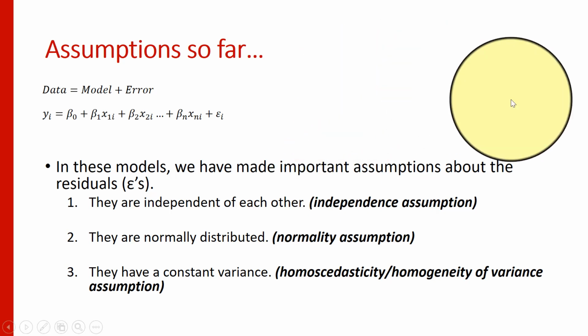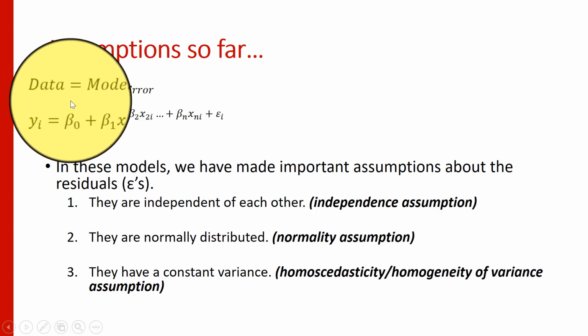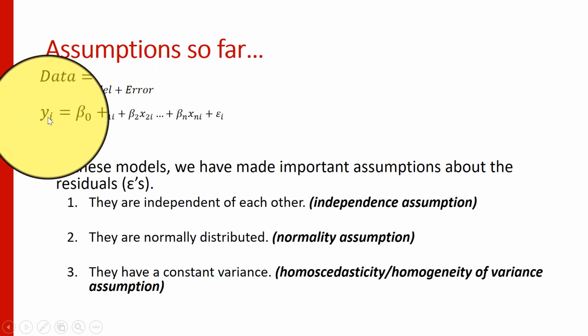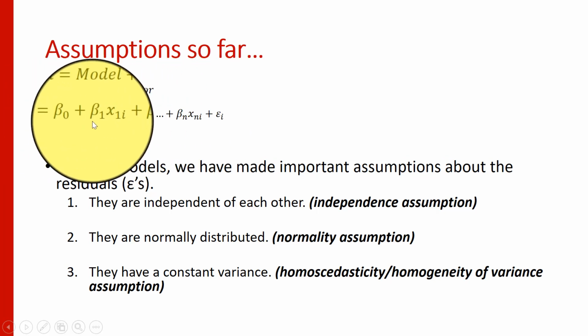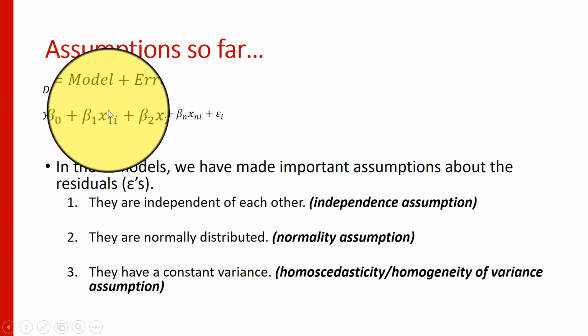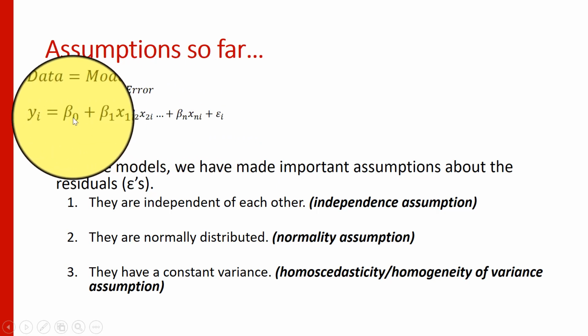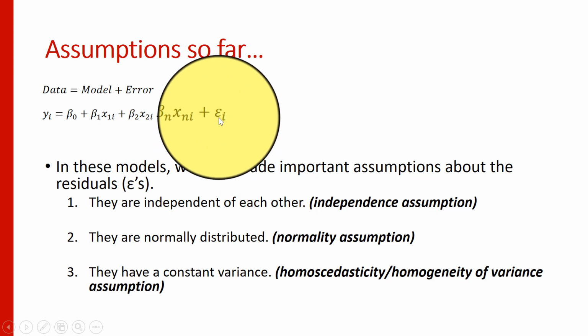So remember that we've been using this general format of our data is equal to our model plus error, right? Which if we expand mathematically is the individual y's, the individual data points that make up our data, can be explained by some linear model, which is a combination of various parameters that we're estimating, and then the variables that we choose to include in that model. And then the difference between what our model actually predicts and the actual data is what we would refer to as error, or the residuals that are left behind after we've tried to fit these predicted values to the real data. So in these models, we've made a few important assumptions about our residuals, or those epsilon terms.